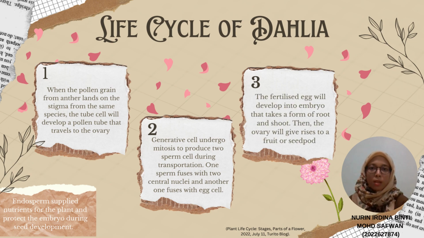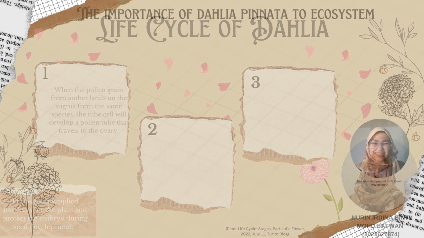When the egg cell has been fertilized by the sperm, it will develop into a diploid zygote and soon form an embryo that will give rise to a pod or a fruit.